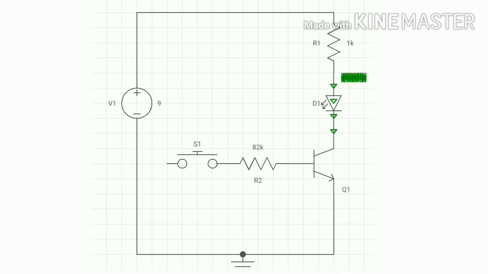So by adjusting the value of the resistor, we are giving 0.7 volt to the transistor. Okay, so the resistor we are using here is 82 kilo ohms, and this is 1 kilo ohm. So let's see what happens when we give 0.7 volt to the transistor.